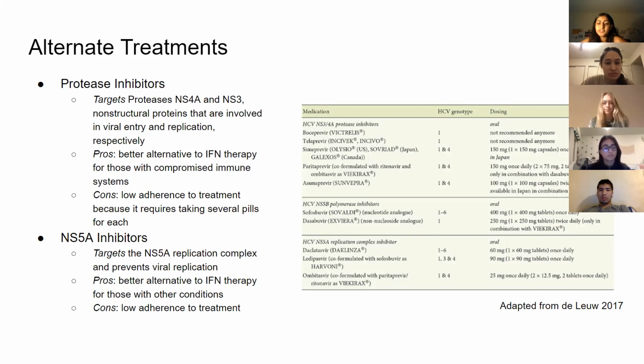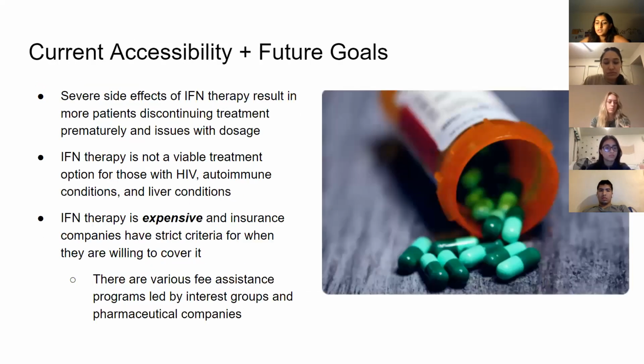And the cons are that this treatment plan is very difficult to adhere to because it involves taking approximately 15 pills per day for at least 4 weeks. Because this is such a difficult plan to adhere to, many people stop their treatment prematurely, which could result in even worse side effects. The second alternative to interferon therapy is NS5A inhibitors, which work to target the NS5A replication complex. This type of therapy has similar pros and cons as protease inhibitors, but while protease inhibitors target viral entry, NS5A inhibitors target viral replication.